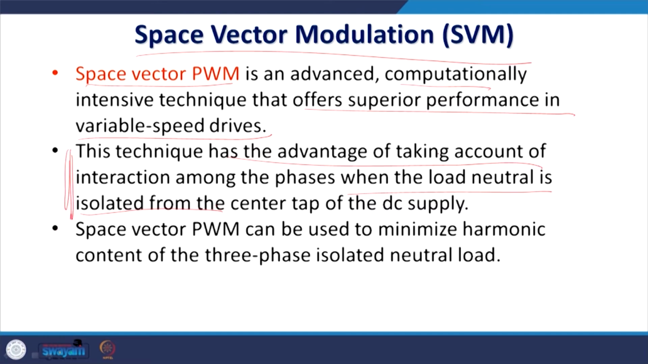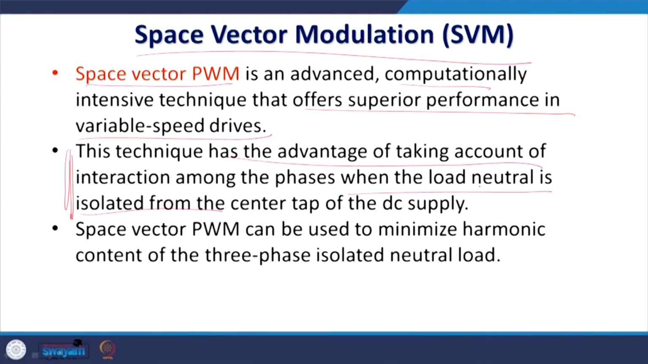So, this technique has the advantage of taking account of the interactions among the phases when the load neutral is isolated. Mostly it is the case we have discussed just now for the 3-phase system: if you have third harmonic injection and you do not connect the star connected load midpoint to the midpoint of the capacitor, then it does not supply. Same way here, when the load neutral is isolated from the center of the DC supply, then there will be a balance of the voltages.